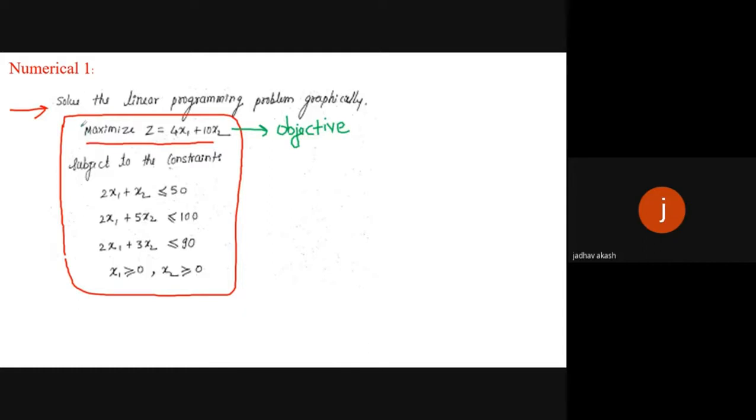So the first equation that you can see that I've underlined, maximize z is equal to 4x1 plus 10x2, is called as objective function. Then further if you check out, it is mentioned subject to the constraints. So these three equations are forming the three constraints.